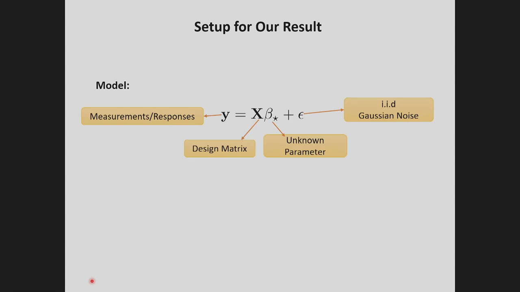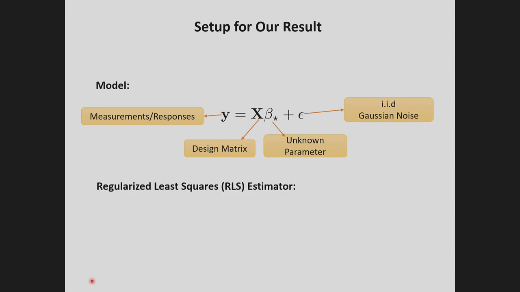Okay, let me explain the setup for our result. We decided to study this phenomenon in the context of the linear regression problem, which is a simpler problem than what I told you about. Here, we assume a linear model on the measurements. The measurements are X beta star, where X is, again, the design matrix and beta star is the unknown signal that we would like to recover. And we are corrupting the measurements by i.i.d. Gaussian noise.